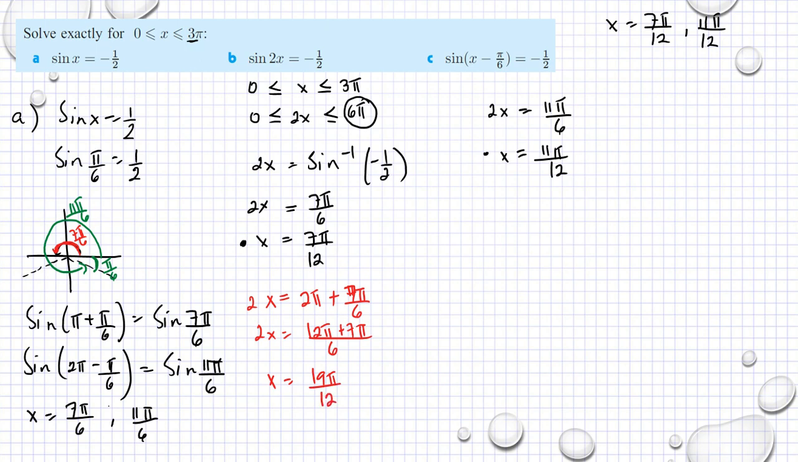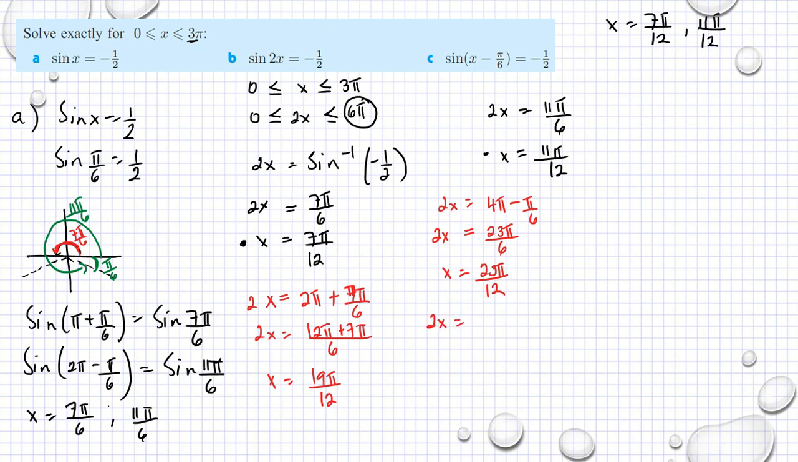And next, we have 2x is equal to 4 pi minus pi divided by 6. It's also alright to use 2 pi plus 11 pi divided by 6. I will show you later. I have 2x is equal to 24 minus 1, so we have 23 pi divided by 6. So our x now is 23 pi divided by 12.